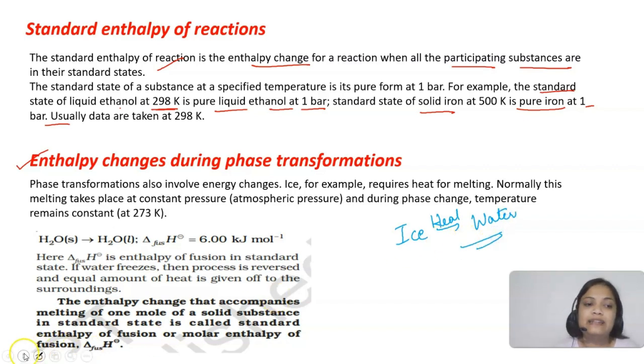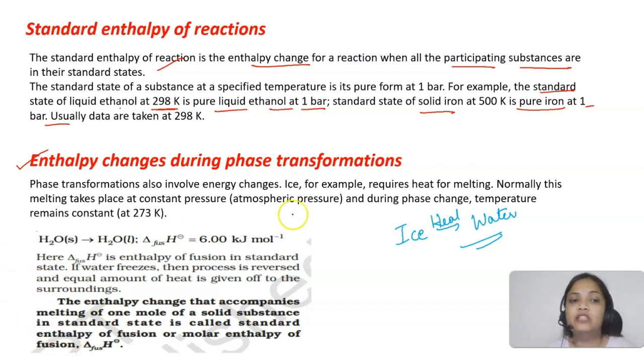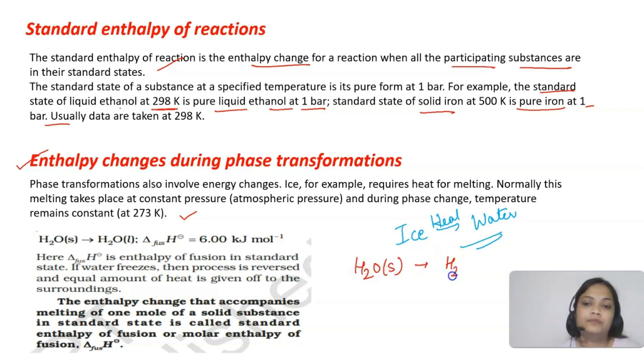So this melting takes place at constant pressure, which is atmospheric pressure, and during a phase change the temperature remains constant. This you have learnt in lower classes, that when ice is being converted to water, at that time the temperature will remain constant, meaning 273 Kelvin. The temperature will not change until the whole of the ice has been melted.